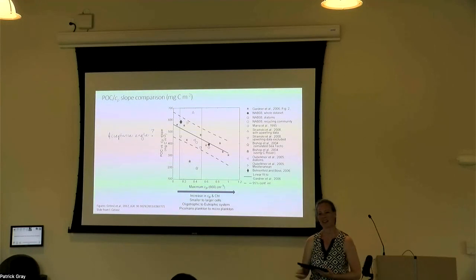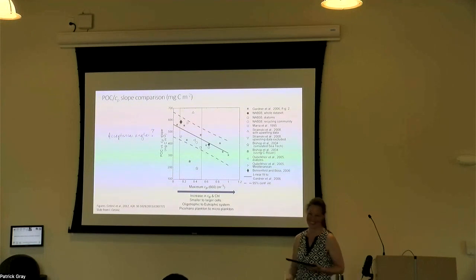There are two random numbers, A and B, and you plot A over B versus B, you're going to get both of them going to the right.